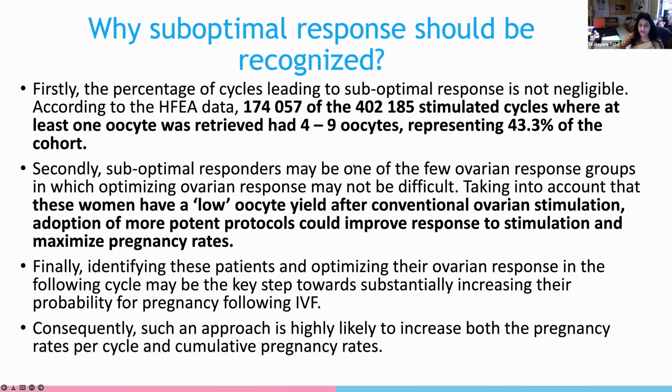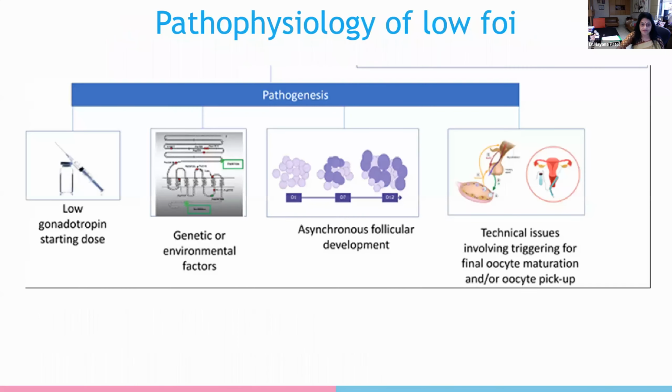And the HFEA data has shown that out of 400,000 cycles, 175,000, representing 43.3%, were stimulated and retrieved oocytes for 4 to 9. But this is a good sign. In the first cycle, if you see this, where you were expecting more eggs and you have not got it, there is a possibility to change the stimulation protocol and convert them to a good responder. And that is what we have to learn today, how your first surprising hyporesponse can be converted or optimized to a proper response, which increases the chance of pregnancy.